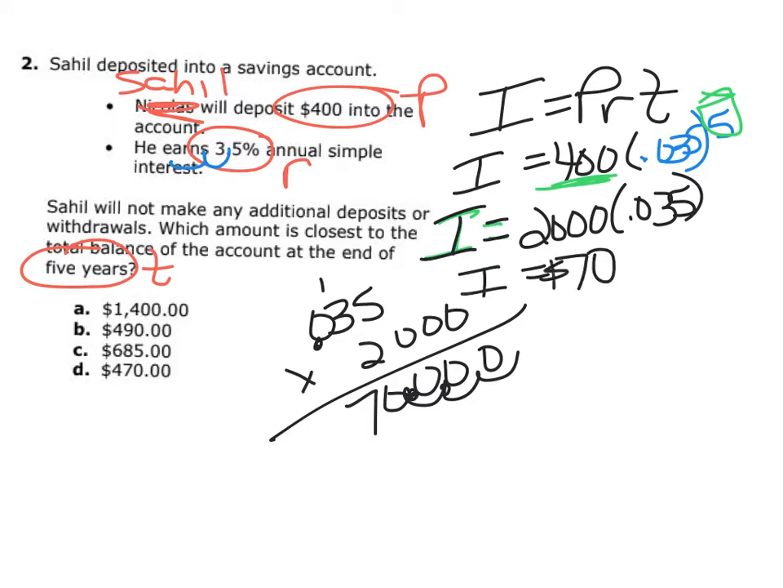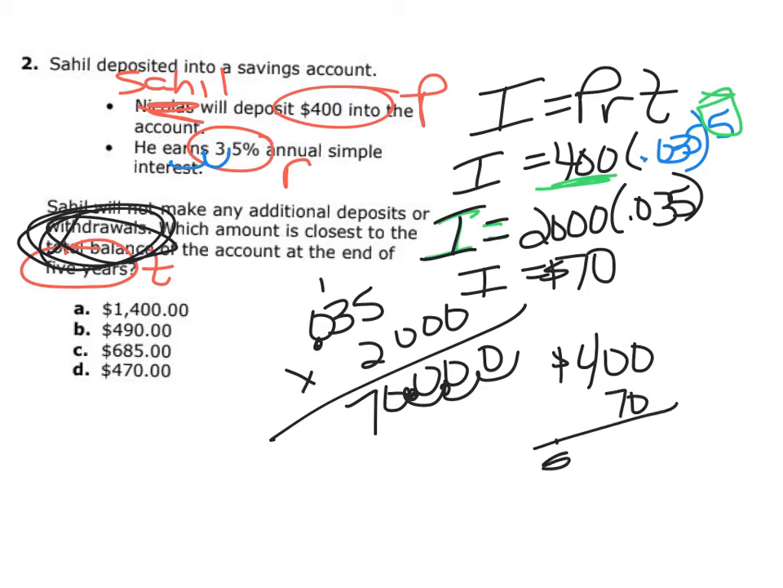So that means my interest is 70. But I don't see an answer choice on that. So let's go back and reread the question. It says, which amount is closest to the total balance? Total. So that's what we're looking for, the total balance. So that means I need to add the principal, which we started off with, plus the interest that we're earning in 5 years. So that's going to be $470. So my answer is letter D.